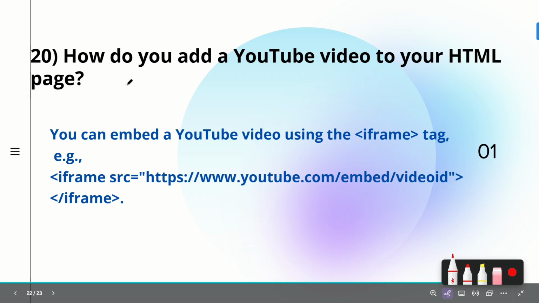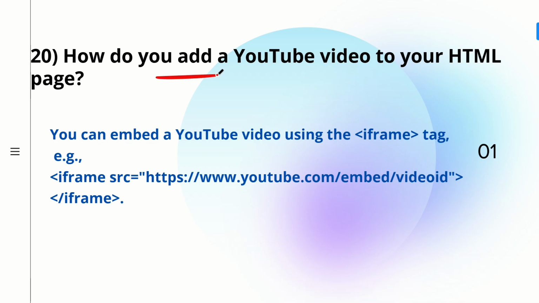Our 20th question is, how do you add a YouTube video to your HTML page? Now you have to add a YouTube video. So we have to see how we can add a YouTube video in the same HTML page. Maybe in this whole website you want to show a video only in this part, only a small part of your website you want to show a YouTube video. So how can you embed it? You can embed it using the iframe tag. So this is a tag using which you can embed the YouTube video in your own application.